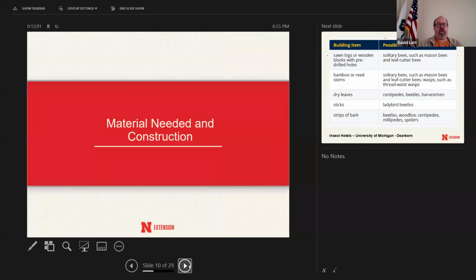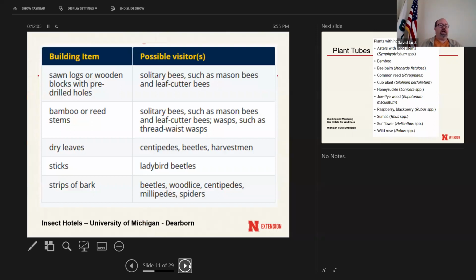So that's good. So now we're going to talk about our materials that we need. And these are some really good examples of what different species will like. And yes, you will see beetles, you'll see the ladybird beetles, centipedes, millipedes, and spiders. All of these are good insects that can be found in a hotel. It depends on what you offer them.